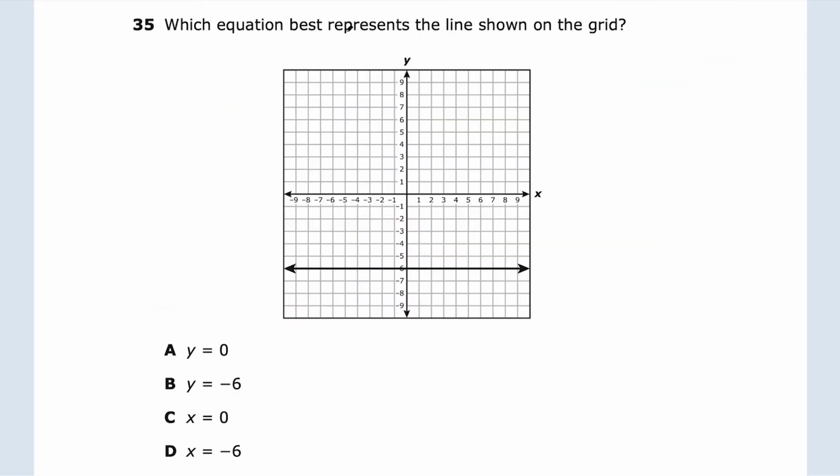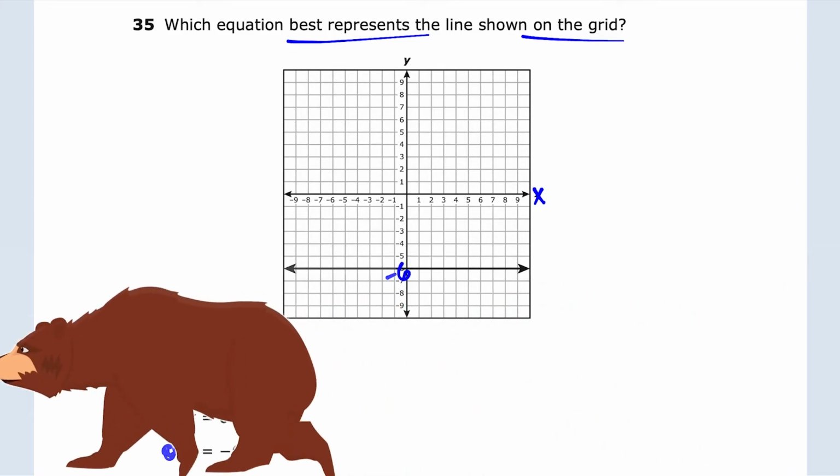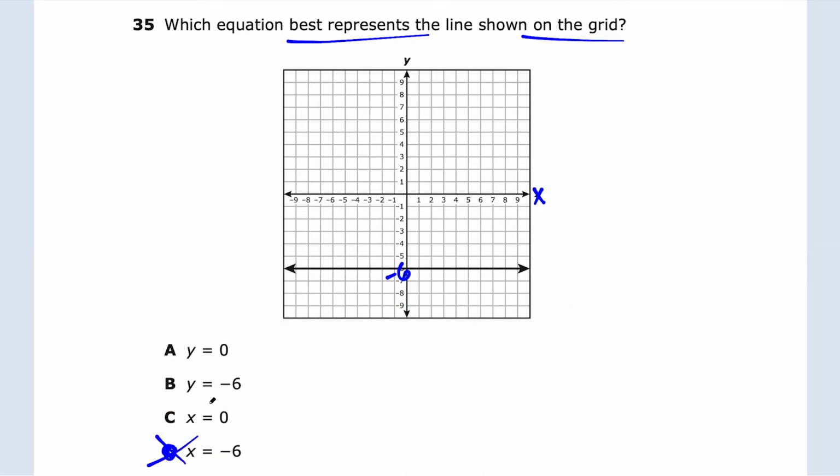Question 35, which equation best represents the line shown on the grid? So we look at this here and say, all right, this is a horizontal line. And we say, oh, the x-axis is also horizontal. So it must be x equals -6. No, be careful. This is a very, very dangerous bear trap.